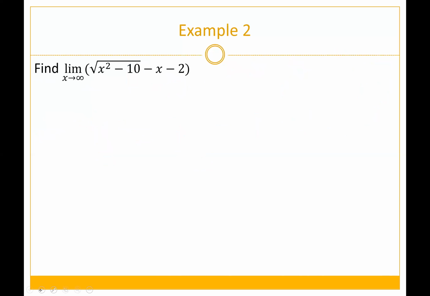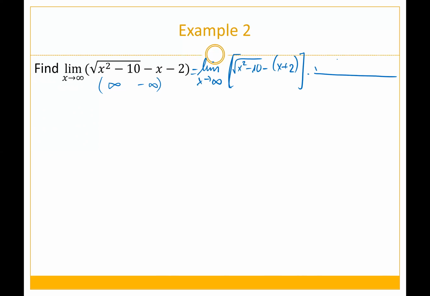Now we go into example 2. When you plug in x approaching infinity, the first thing you have is infinity minus infinity. So the first step is to make it into a quotient. As I said, the first thing I'm going to do is multiply by the conjugate. So you multiply the limit as x approaches infinity of the square root of x squared minus 10 minus x plus 2 by the conjugate, the square root of x squared minus 10 plus x plus 2, over the square root of x squared minus 10 plus x plus 2.